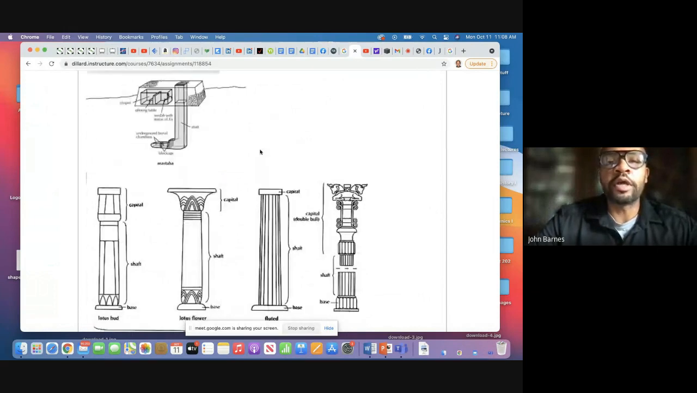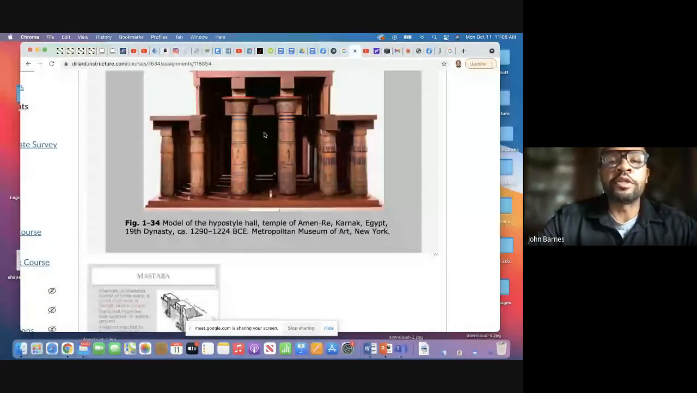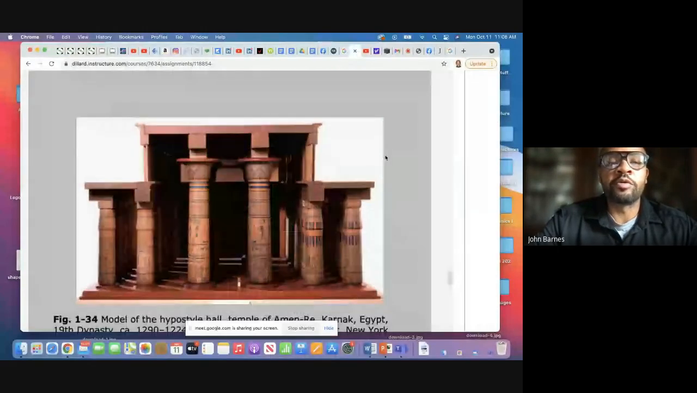So when we look at the Hypostyle Hall, this is a model of it. We see that the columns that they used were mostly based on the lotus for the larger parts of the structure. This little small rectangle is about how big you would be in relation to these massive columns. So the open lotus flower supports the weight of the ceiling.